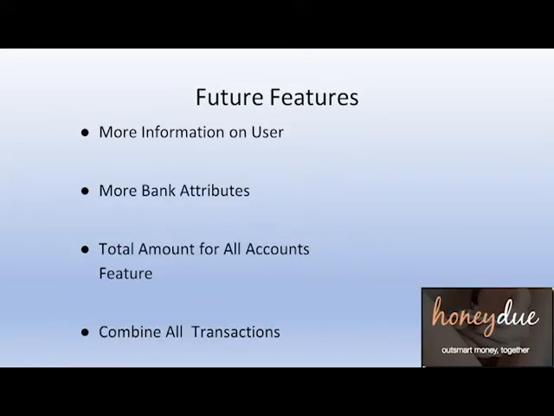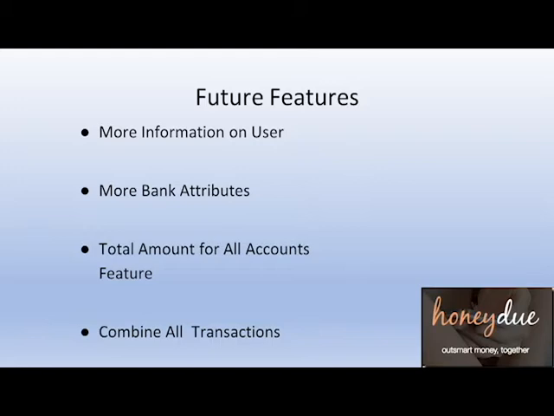Now let's look at possible future features that this database could support. The first one is more information on the user. This would be things like phone number, so if your partner needs to get a hold of you, you can just click on the phone number on the app, and it may automatically call them if you have a question. Another one would be more banking attributes, such as maybe the bank's address so you can find it easy, a phone number.